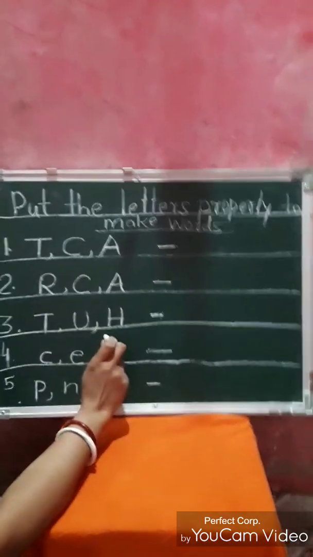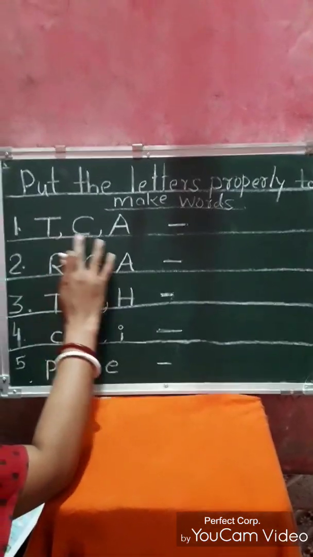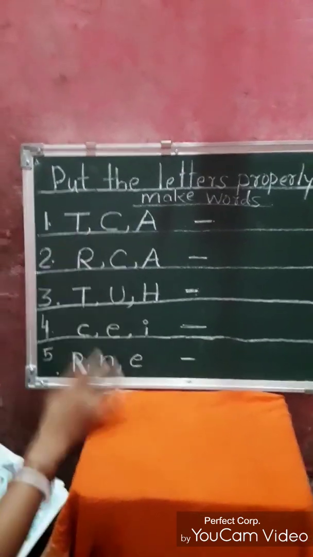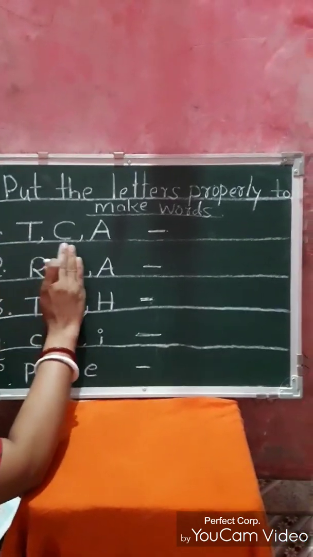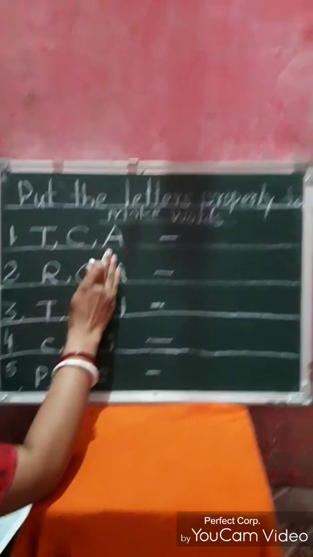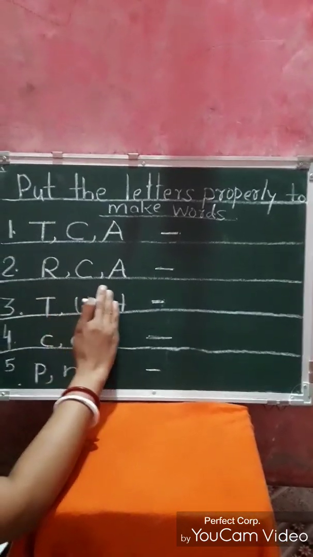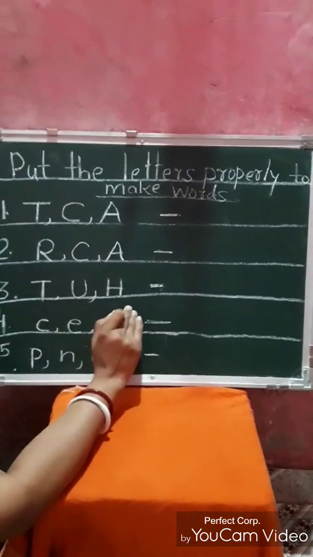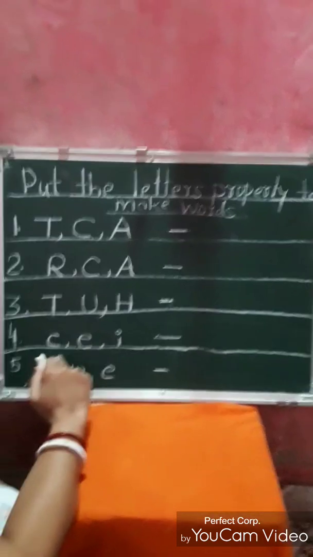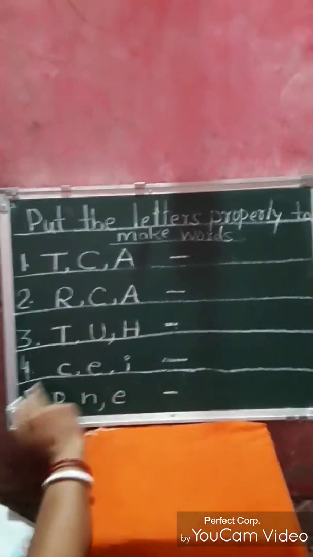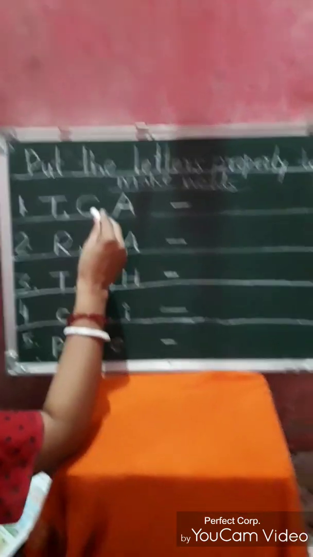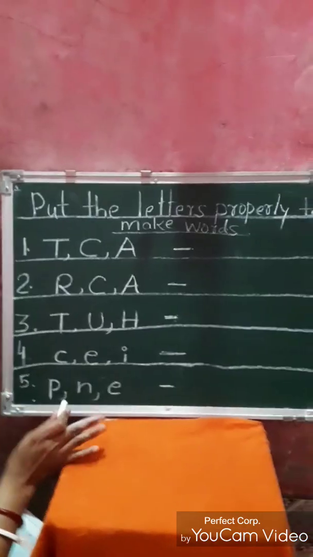Look at the board. Here on the board I wrote some different types of letters in each line. Look carefully. In number 1 and number 2 there are different types of letters. In number 3 also there are different types of letters. In number 4 small letters are there. Number 5 also small letters are there, but all these letters do not have any meaning.